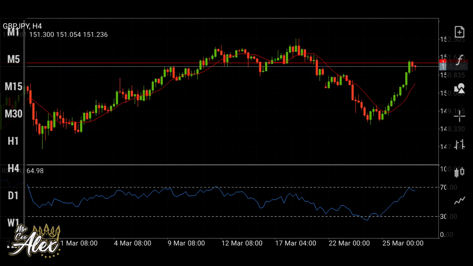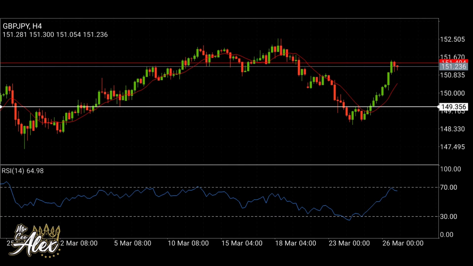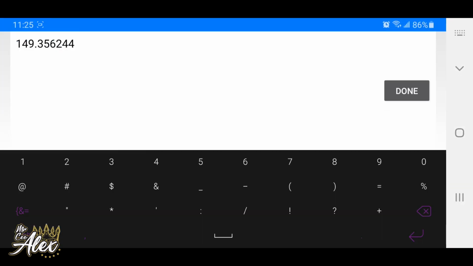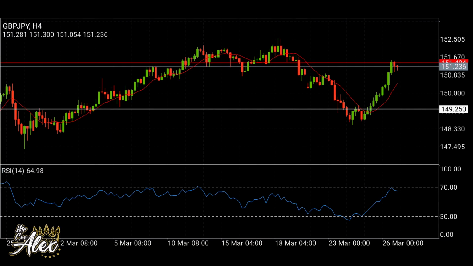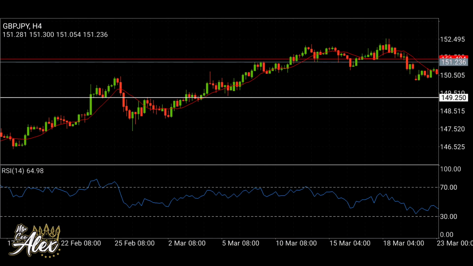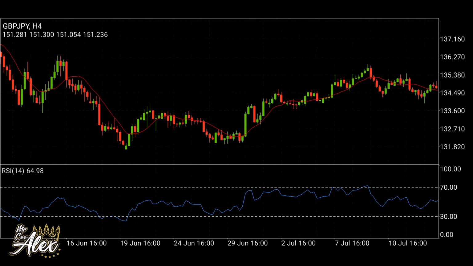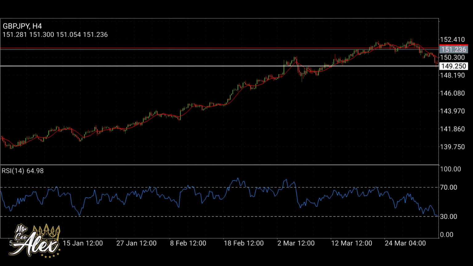And if you think I guess that area, guys, you can just pull out your horizontal trend line and put it there. 149.250. Let me just add it there and show you guys that it's a major key area. Boom. There it is. And as you can see over here, reject. If we go all the way back, we can see that this is a major area. There it is again.